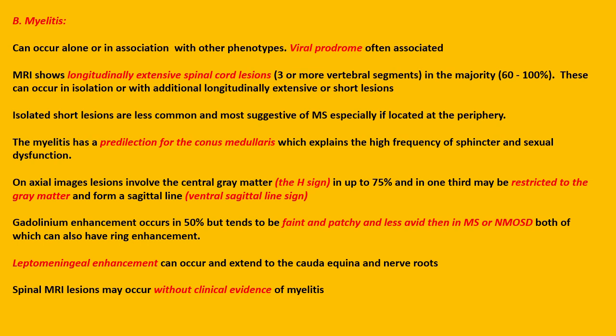Gadolinium enhancement occurs in 50% but tends to be faint and patchy and less avid than in MS or NMOSD, both of which can also have ring enhancement. Leptomeningeal enhancement can occur and extend to the cauda equina and nerve roots. Spinal MRI lesions may occur without clinical evidence of myelitis.